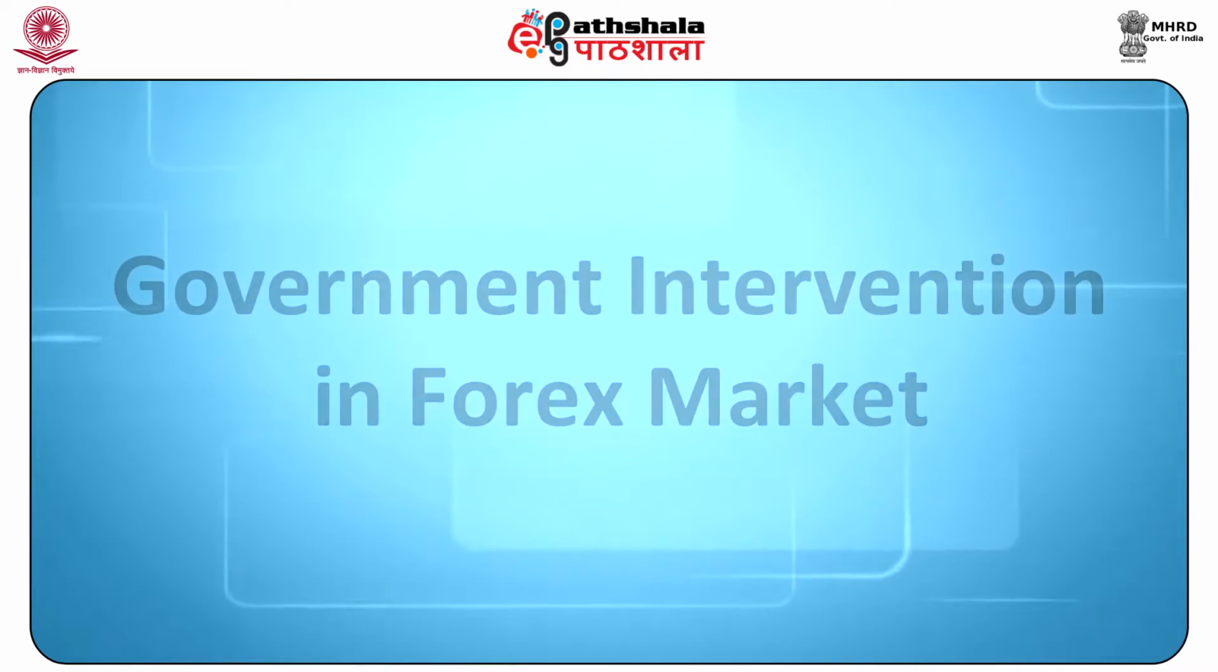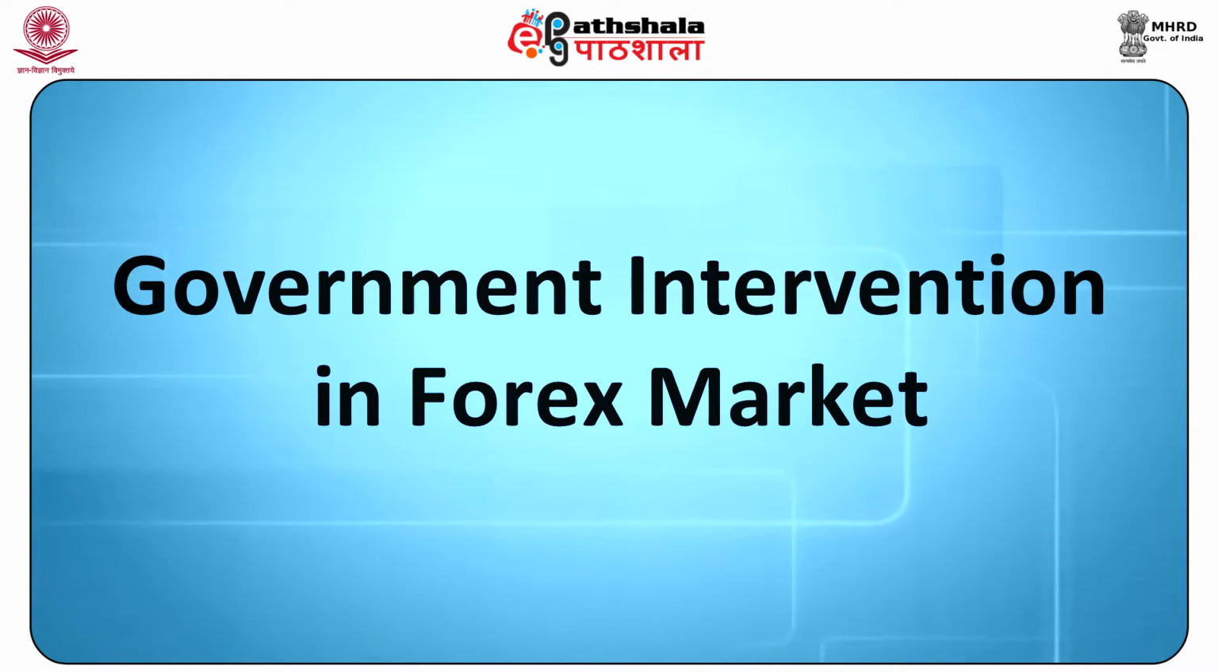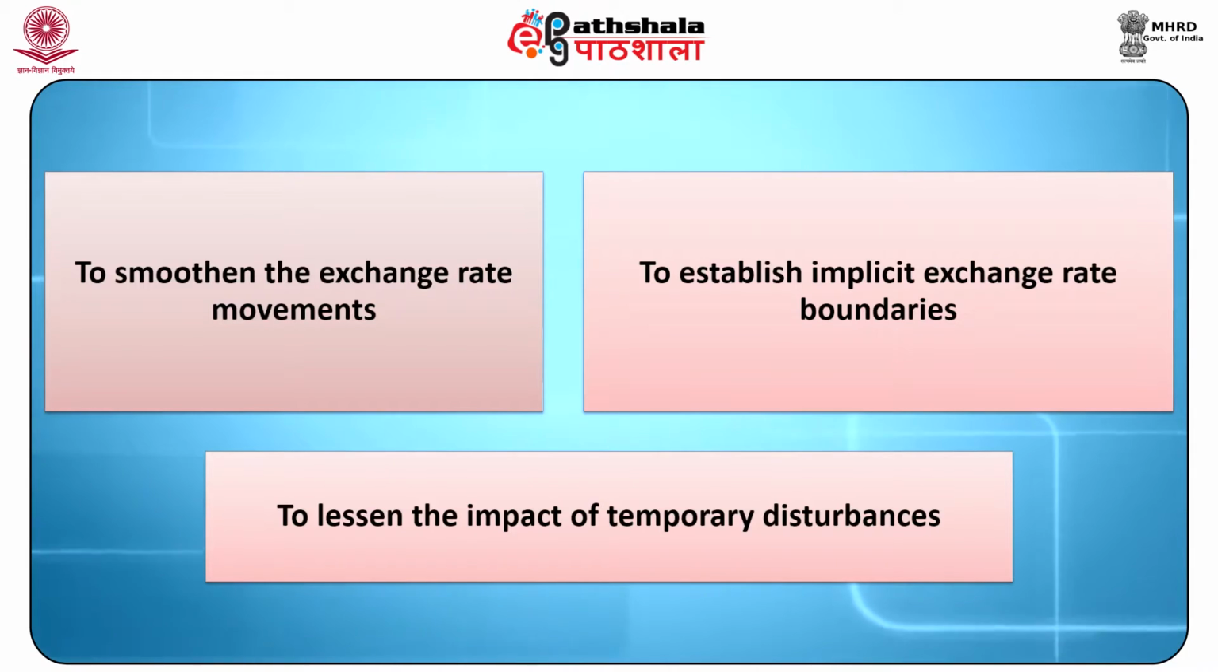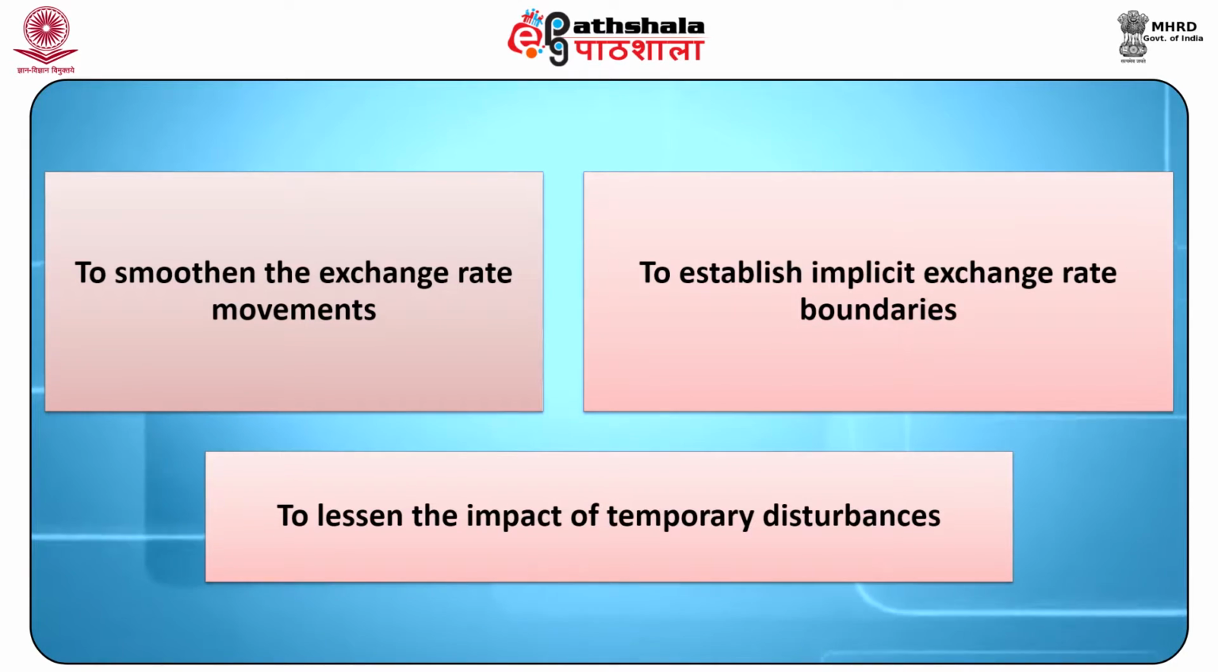We next come to government intervention in the forex market. Each country has a central bank that may intervene in the foreign exchange market to control its currency's value. For example, in the United States, the central bank is the Federal Reserve Bank, or the Fed. The reasons for government intervention are, first, to smoothen the exchange rate movement. If speculators are causing too much volatility in the currency market, then the central bank may intervene to smooth the currency movement over time.